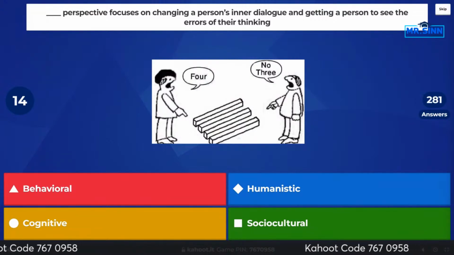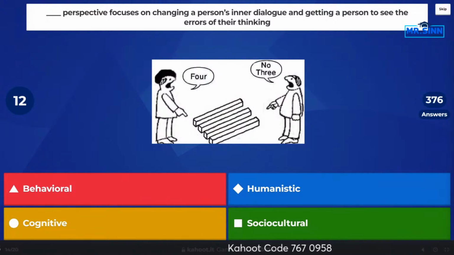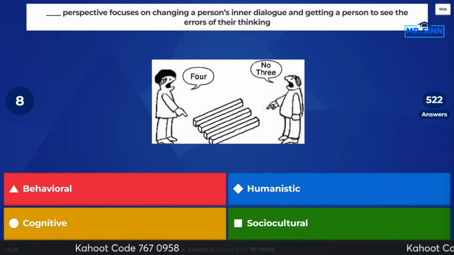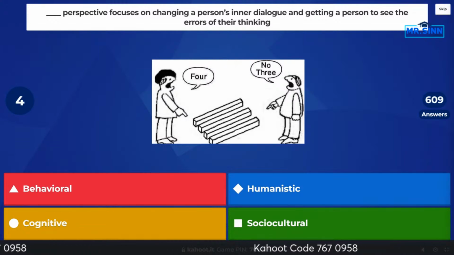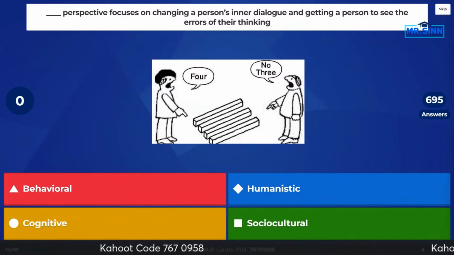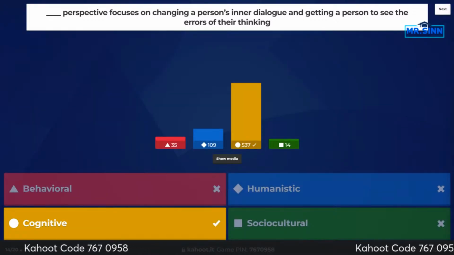All right, blank perspectives focus on changing a person's inner dialogue and getting a person to see the errors in their thinking. How many things are there? Is it 1, 2, 3, or is it 4? What do we got?